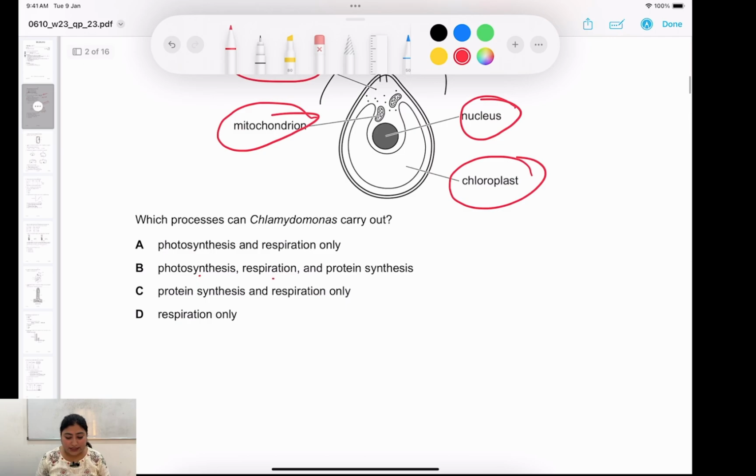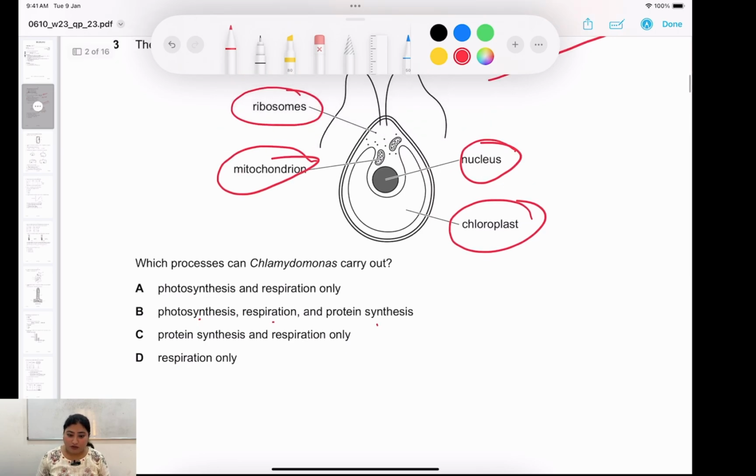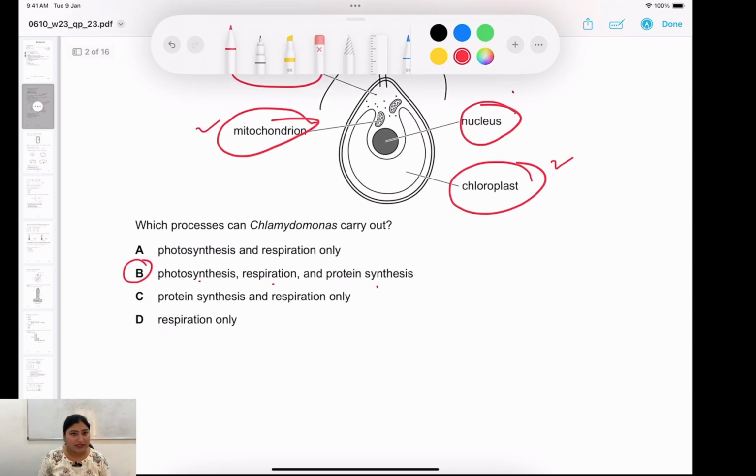Then we have photosynthesis, respiration, and protein synthesis. So now because we have ribosome, we can say all three options are correct. Photosynthesis by chloroplast, respiration by mitochondria, and protein synthesis because there are nucleus and ribosomes. So nucleus will form the mRNA and ribosomes are going to produce the protein as per the code of mRNA. So I think the correct option here would be B. Okay, if we see the other options also, protein synthesis and respiration only, no. Respiration only, no. So the correct option here would be B, photosynthesis, respiration, and protein synthesis.